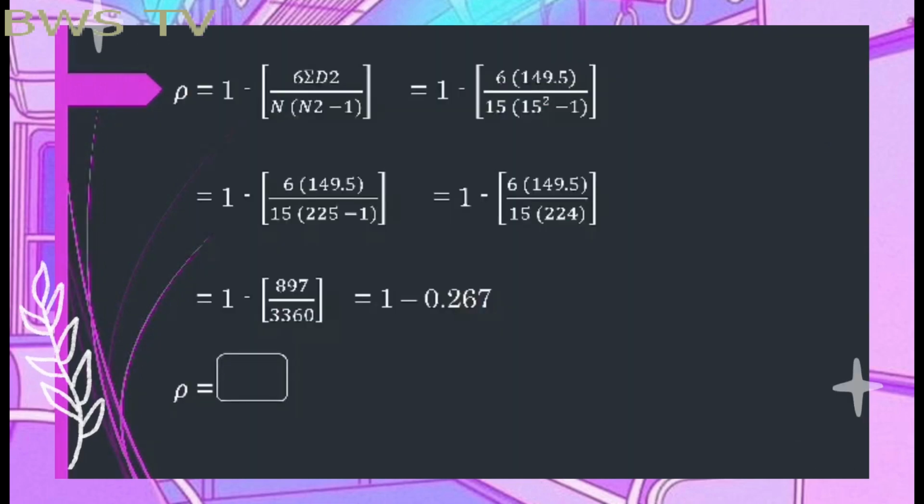Then we solve for rho. We do the same thing as last time. We substitute the equation and then we solve, either step by step or with a calculator. As you can see, our solution for rho here is 1 minus 6 times 149.5, which is our summation of d squared, over 15 times 15 squared minus 1. Our rho here is 0.73.